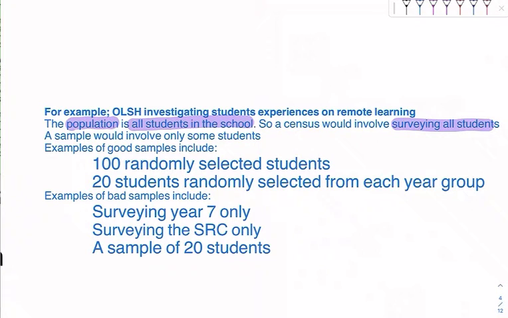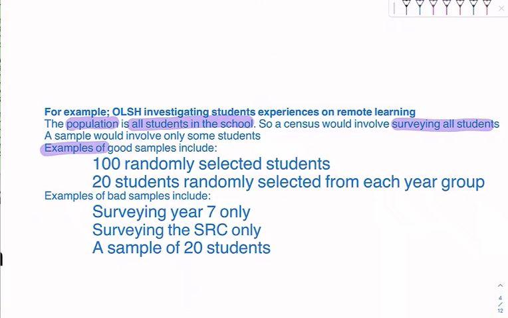If I was investigating something that did require exact numbers, for example, the number of people that catch the 309 to school, in that case I would need to take a census because I'd need exact numbers for the bus company. But for something about your opinion or experience on remote learning, I don't need exact numbers. A sample would give me a good enough idea about what's going on.